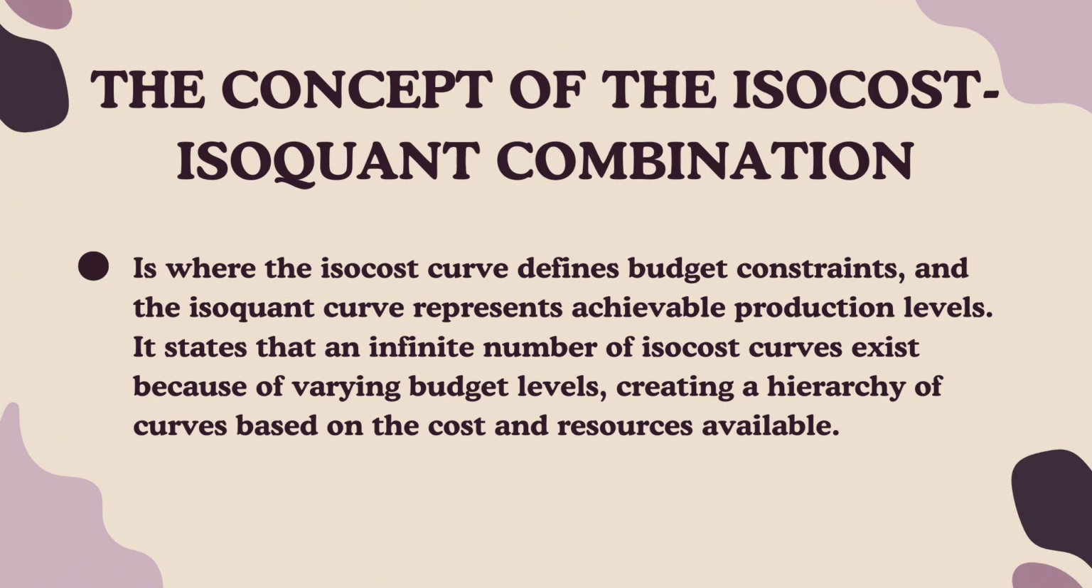Next, the concept of the isoquant combination is where the isocost curve defines budget constraints and the isoquant curve represents achievable production levels. It states that an infinite number of isocost curves exist because of varying budget levels, creating a hierarchy of curves based on the cost and resources available.